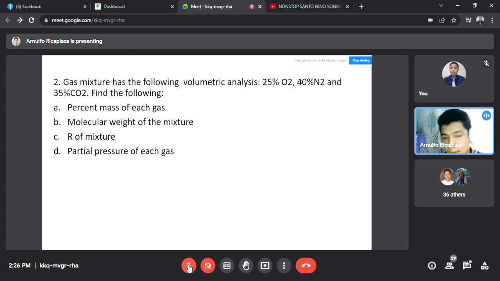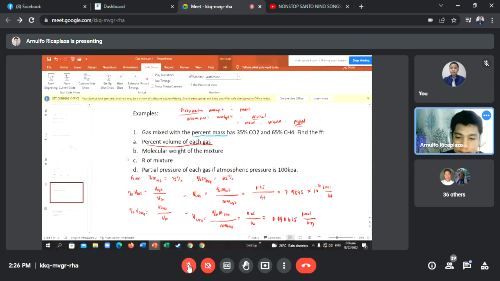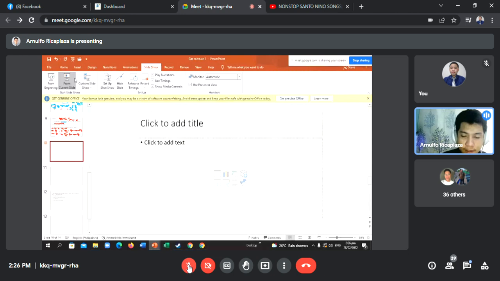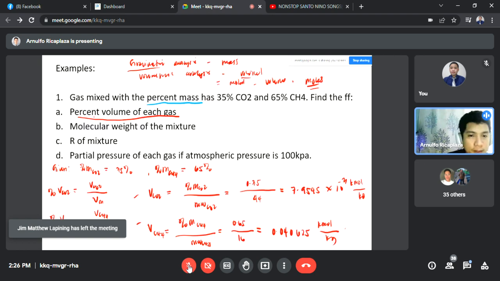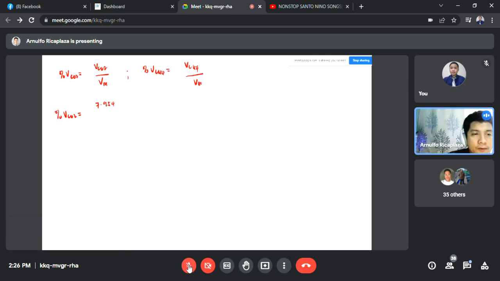Wait sa guys ha. Okay, so therefore, we have to find the percent volume of the CO2, which is equal to the volume of the CO2 over the volume of the mixture. And the percent volume of the CH4 is equal to the volume of the CH4 over the VM. So the percent volume of the CO2 is equal to 7.9545 times 10 to the power of negative 3, all over 7.9545 times 10 to the power of negative 3 plus, since that is the total, 0.040625. So therefore guys, pila ito ang percent volume sa CO2?